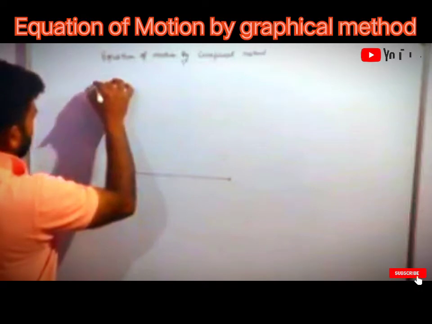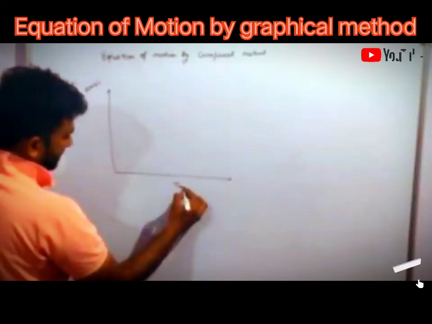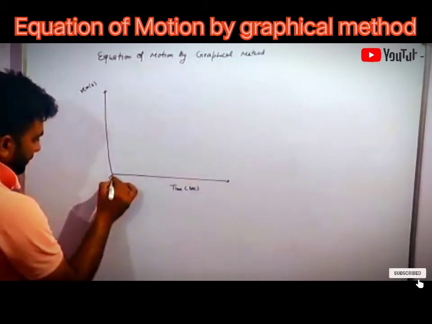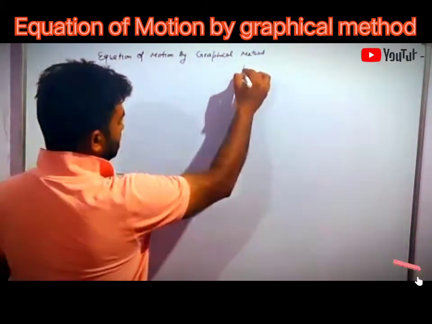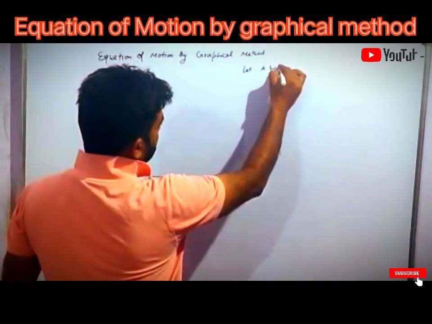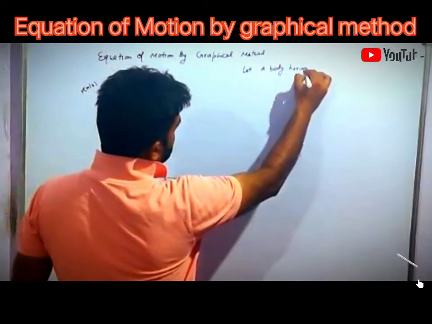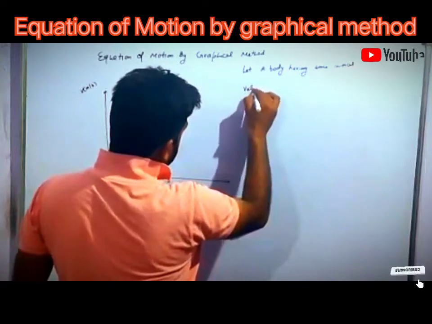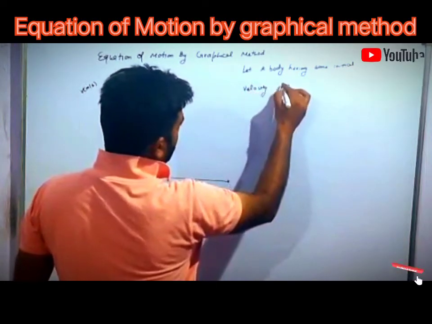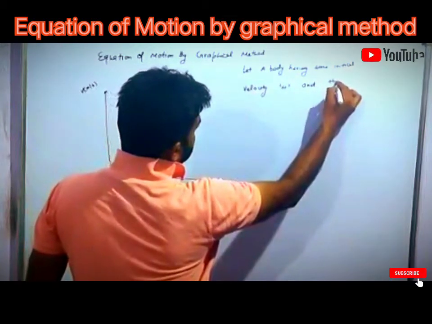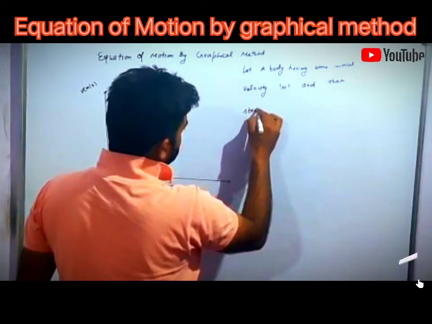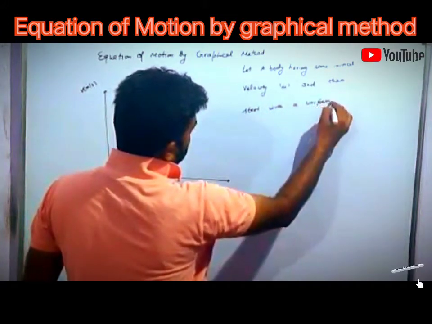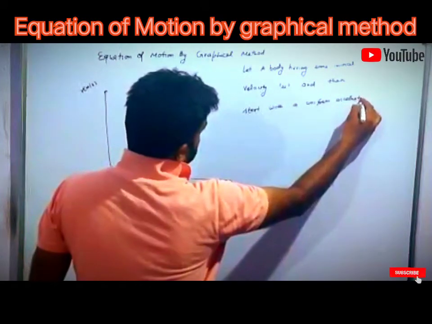Velocity axis in meter per second, time axis in second. This is the origin. Let a body having some initial velocity u, and then start with a uniform accelerated motion.